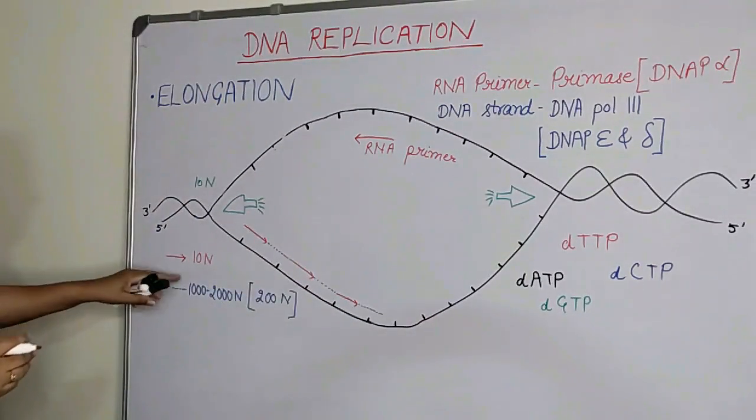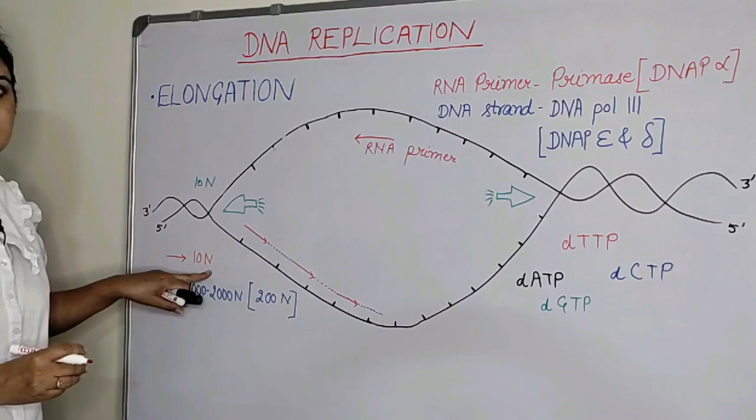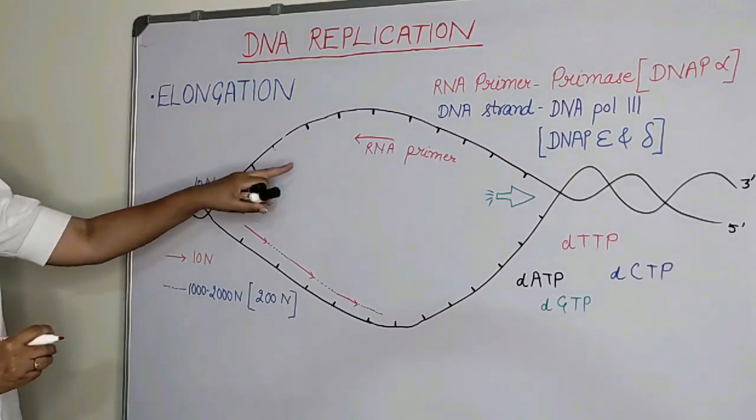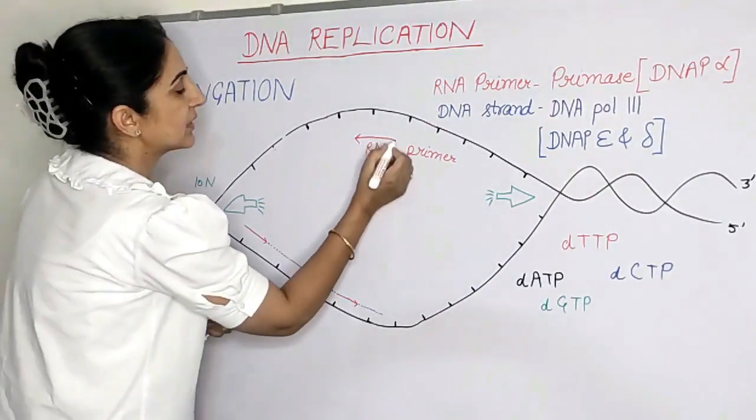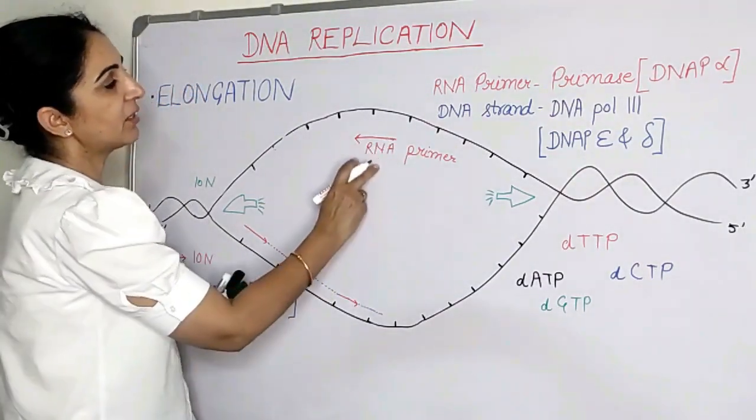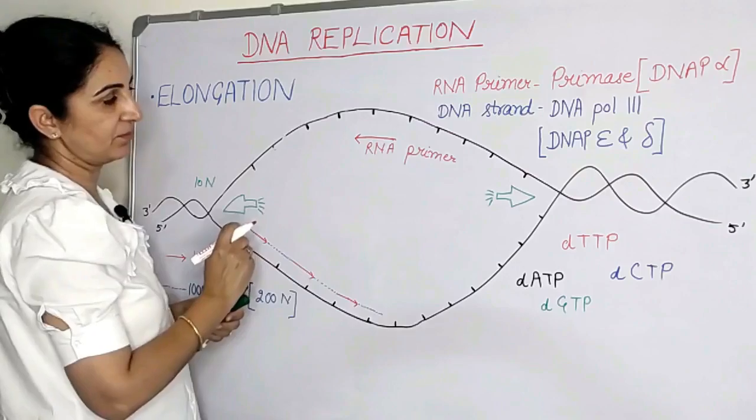This primer is around 10 nucleotides long. So this is our RNA primer. It's made by the primase enzyme.